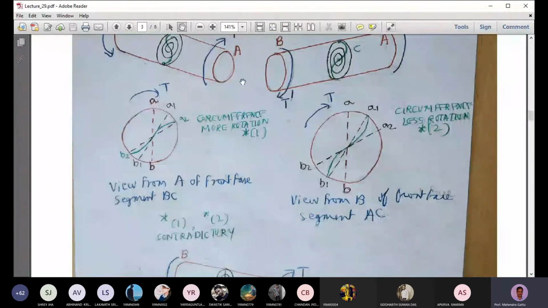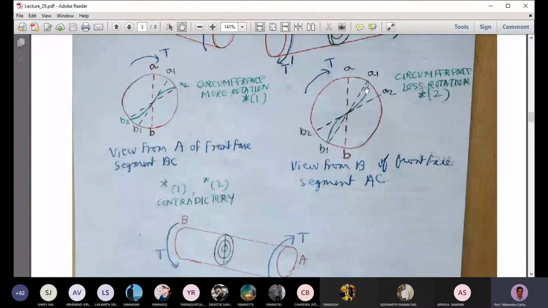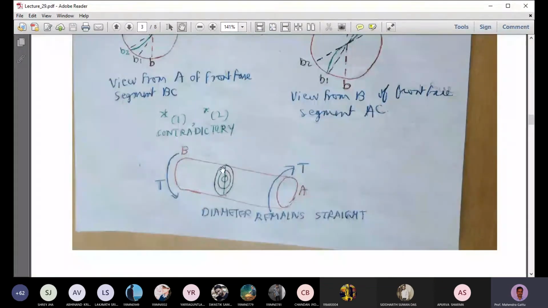Same problem: when you are looking from this side, the outer circumference happens to have more deformation, more rotation, and when you are looking from the other side, the circumference has a smaller deformation. So this is a contradiction, and this cannot happen. So the only way to resolve this is that the shape is not an S shape, it will be a straight line. The only way it can happen is that all the circles rotate by the same amount.